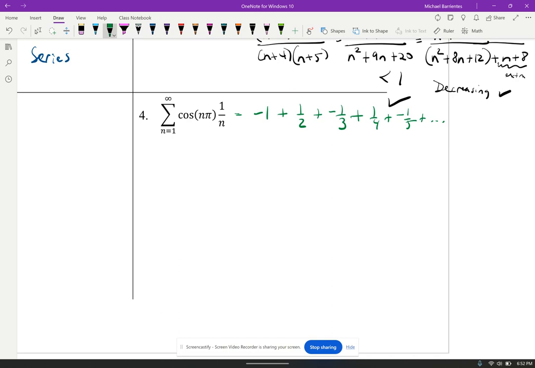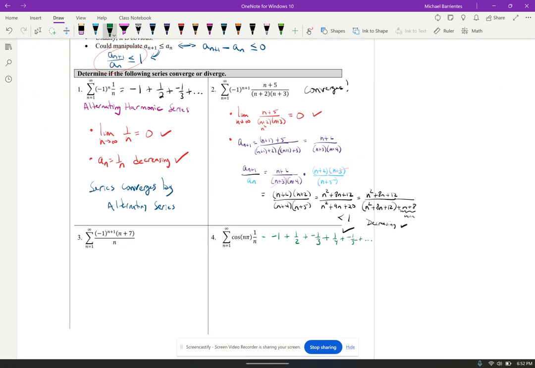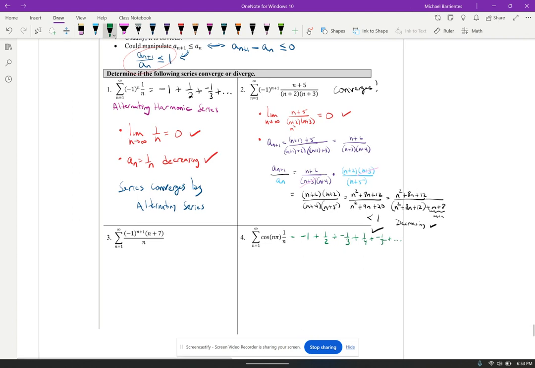This is the alternating harmonic. This is the exact same series as this one. But notice the alternating device is different. It's not -1 to the n, as it is over here. It's the cosine of n pi. So this is an alternating harmonic. We already know that the limit does go to 0. We already know that the sequence terms are decreasing. So I can say that this converges by alternating series test.